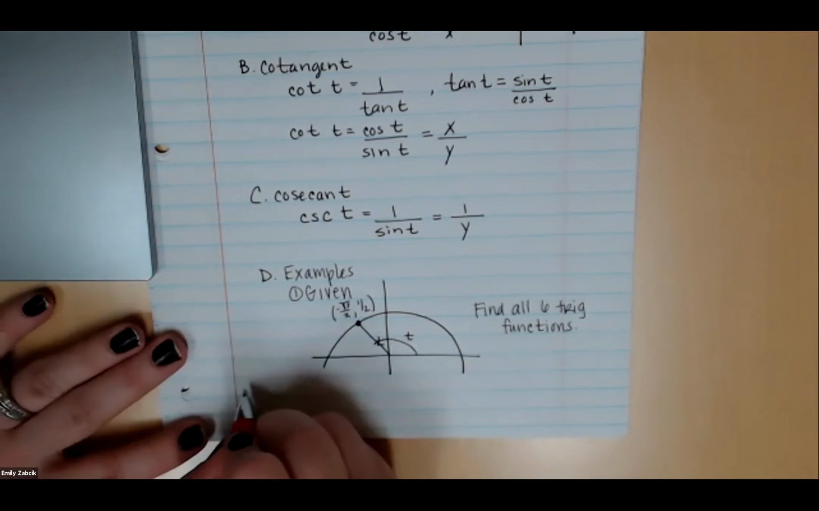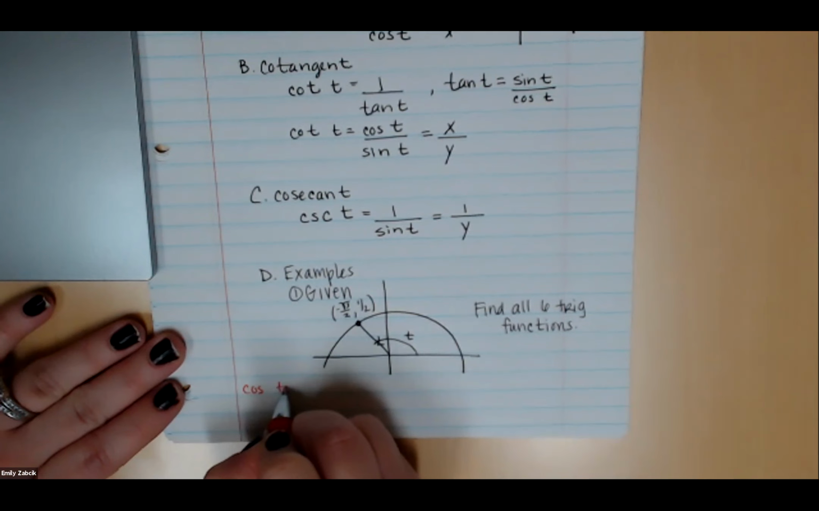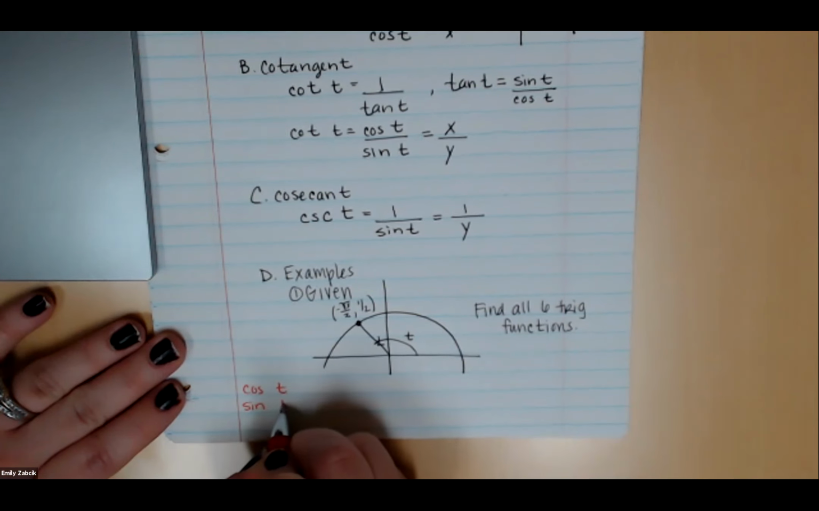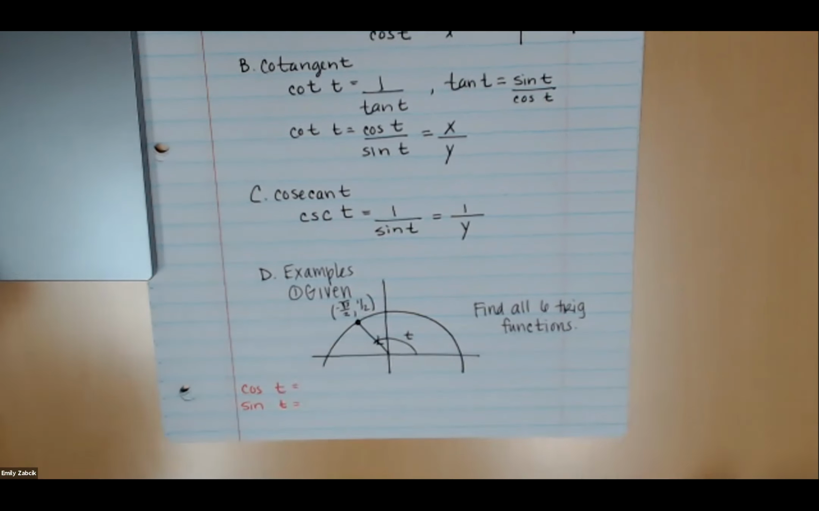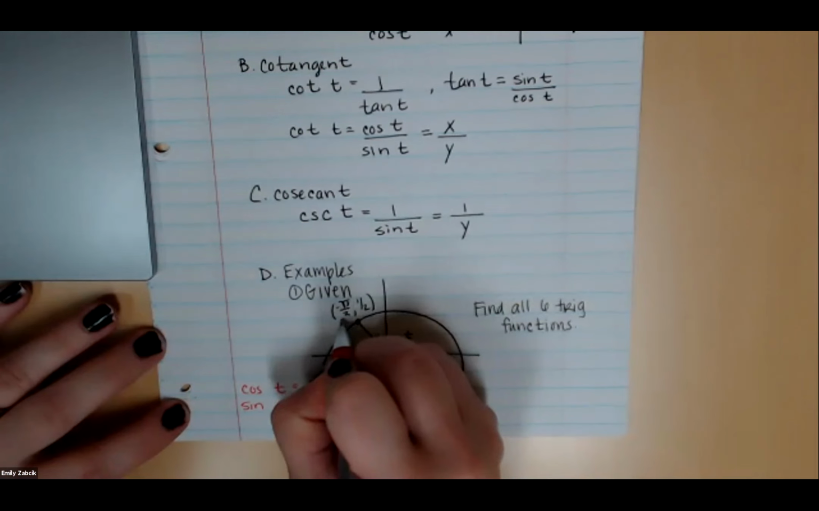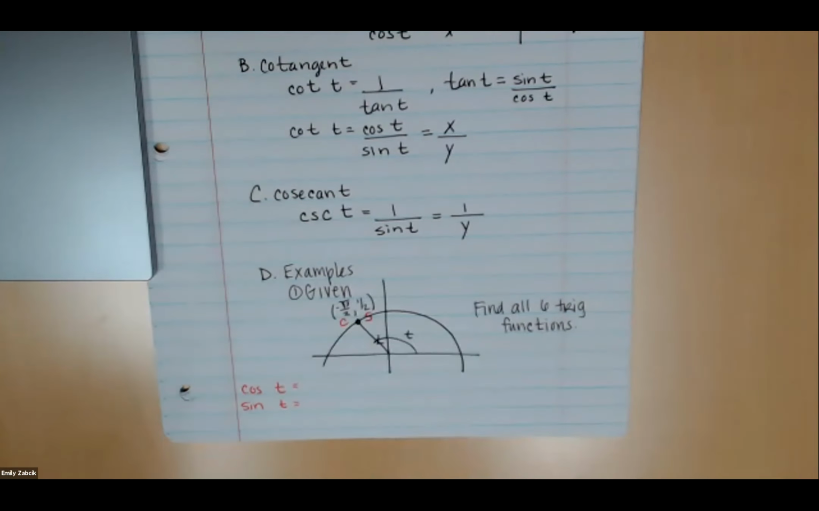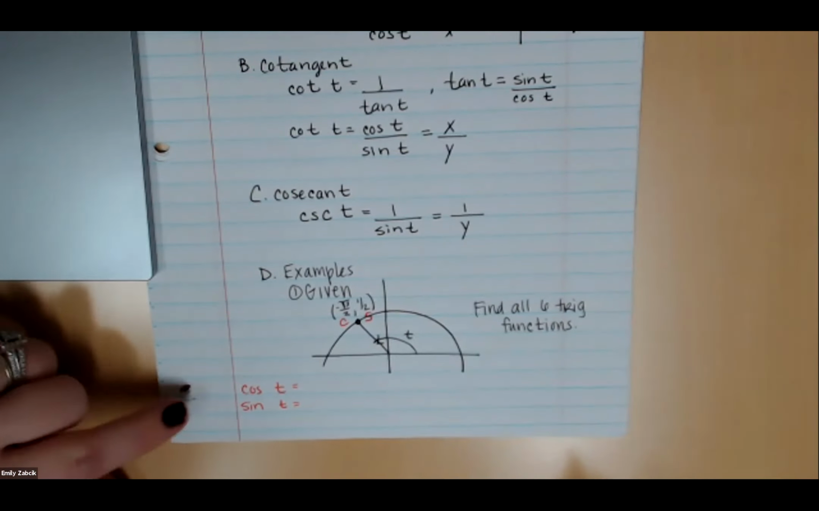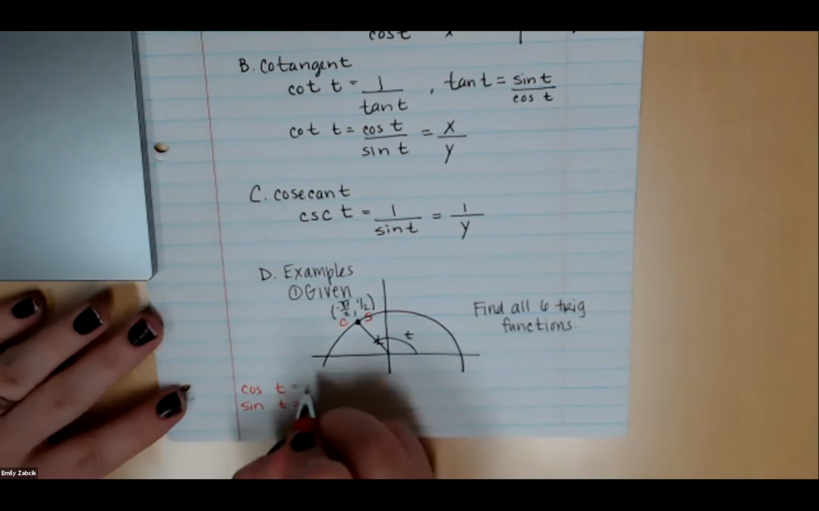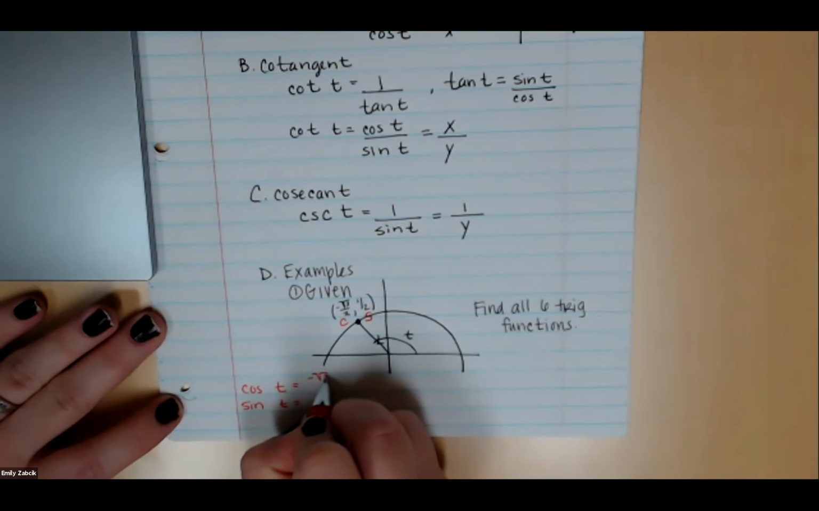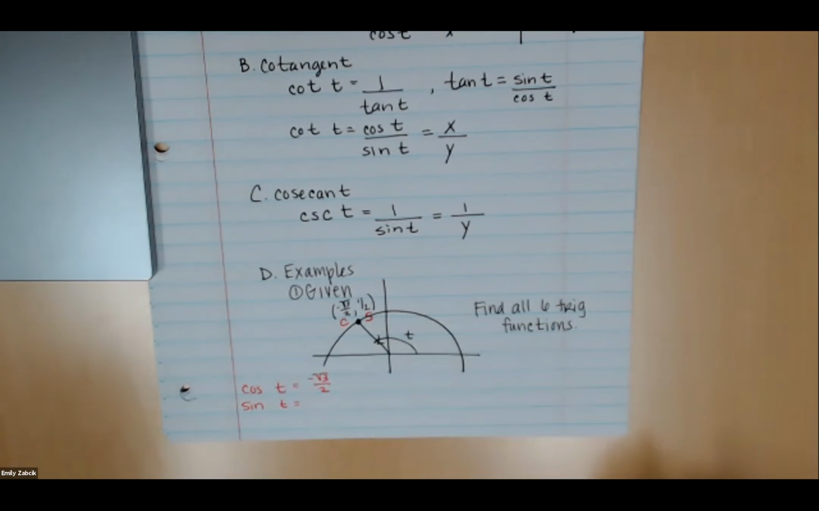So the first thing I want to look for is my cosine t and my sine t, because I feel like everything else is going to fall off those two things we can see from the top of this paper. Okay, now also remember that these are alphabetical, so there's C and there's S. So what is my cosine of t? Negative square root of 3 over 2.